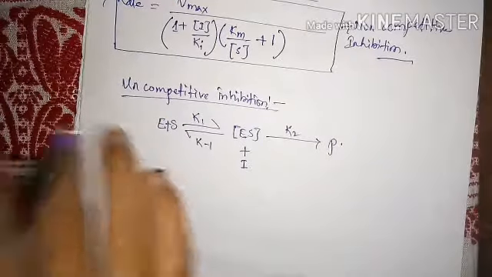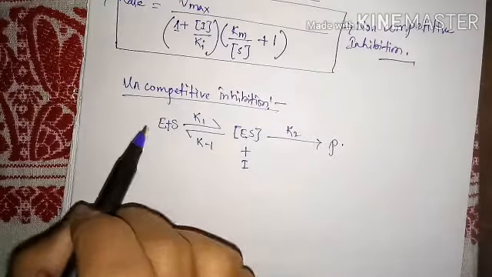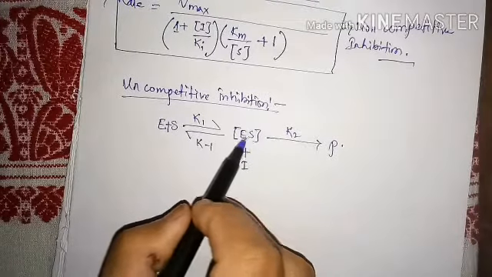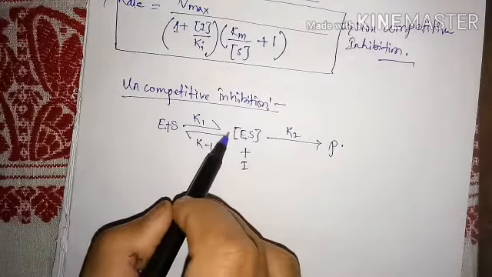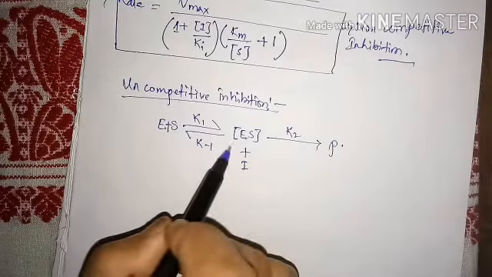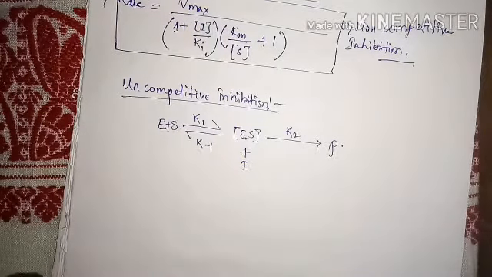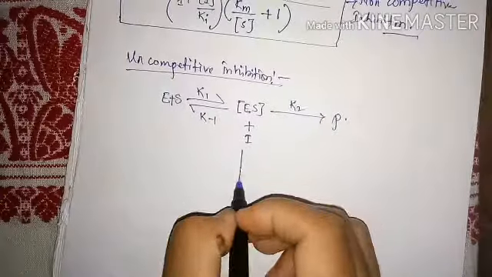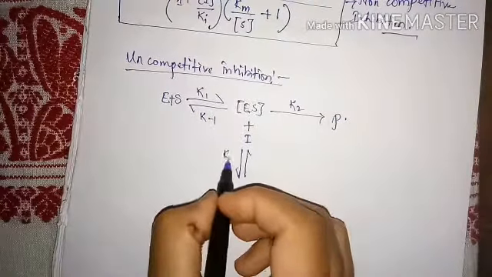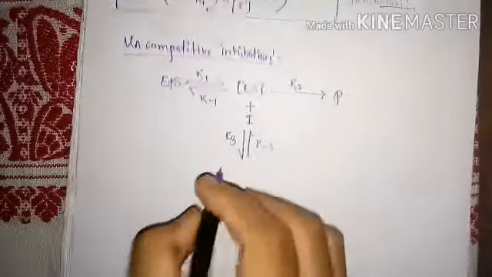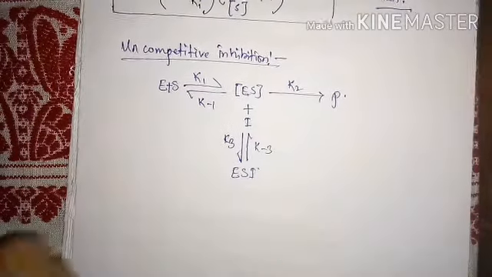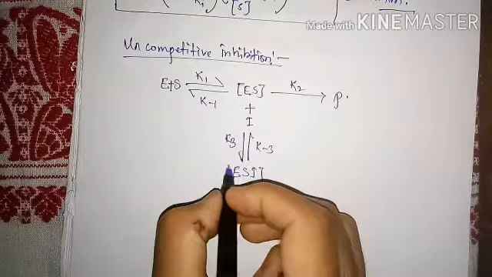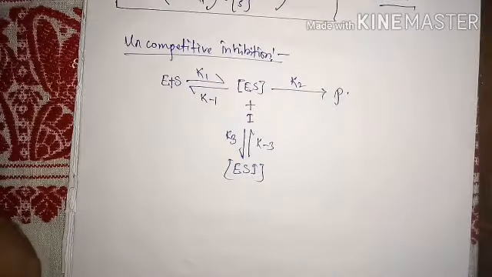It will not bind to any other complex. It will just bind to ES complex. We have to remember this one. In case of uncompetitive inhibition, the inhibitor is going to bind to ES complex only. So if it binds to ES complex only, then we have K3 K minus 3, it will form concentration ESI complex.